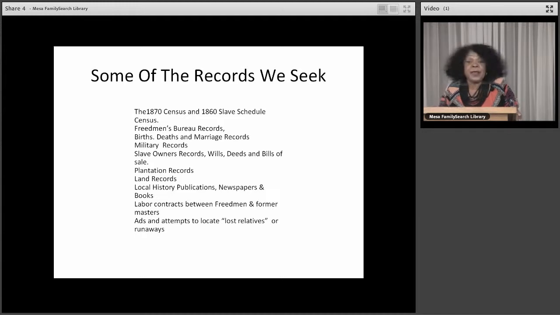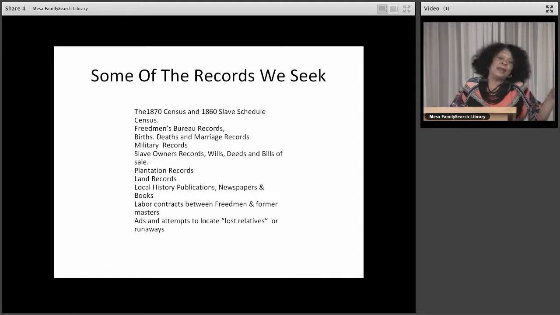You want to look for land records. Many blacks did acquire land after the Civil War. Contrary to popular belief, it wasn't the 40 acres and the mule. That was a field order that was issued by General Sherman in South Carolina. It was never voted upon by Congress, and it never was enacted other than on those particular plantations in South Carolina. So, nope, no 40 acres or mule.